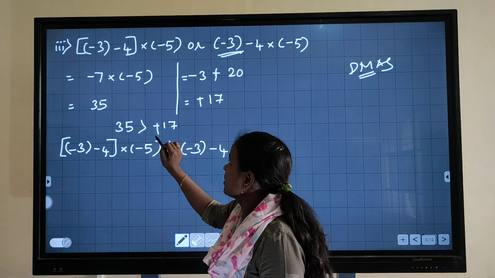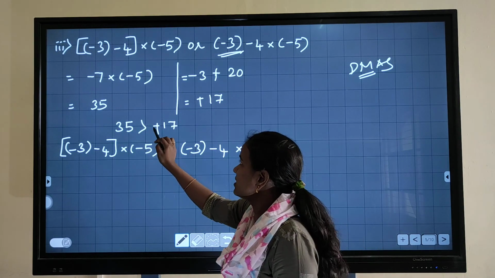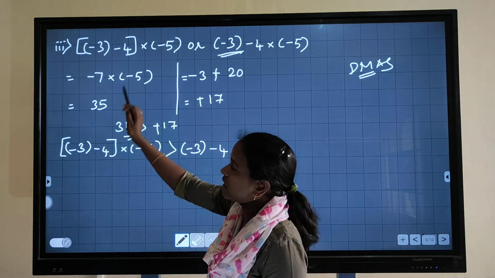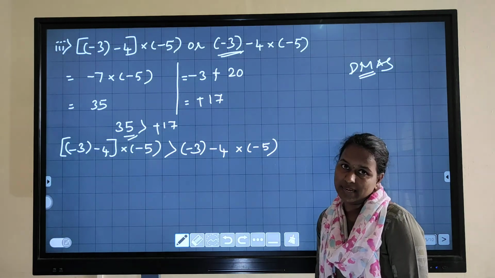What is the greatest number here? 35 or 17? 35. So I am writing 35 is greater than 17. So 35 I am getting from this term. So I am writing that term is greater than minus 3 minus 4 multiplied by minus 5.